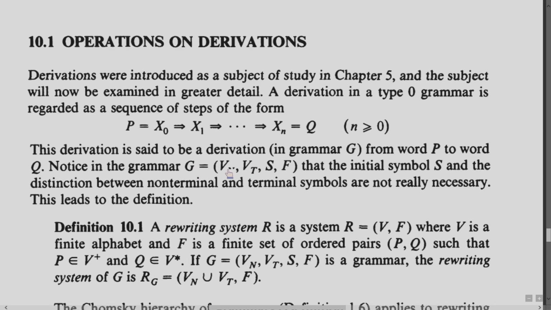The first component of this four-tuple is Vn. Vn is the set of non-terminal symbols, which earlier we used to call variables. The second component is Vt, the set of terminals, which earlier we used to call sigma. Then we have the start symbol S, and in the last, F is the set of production rules. So a grammar in this book will be denoted by a four-tuple: Vn, the set of non-terminals, Vt, the set of terminals, the start symbol, and the production rules.